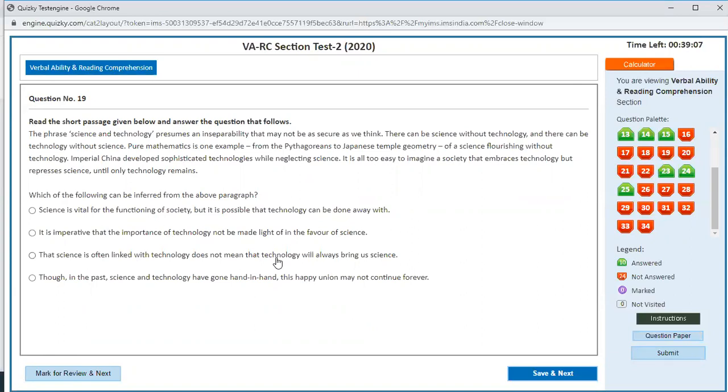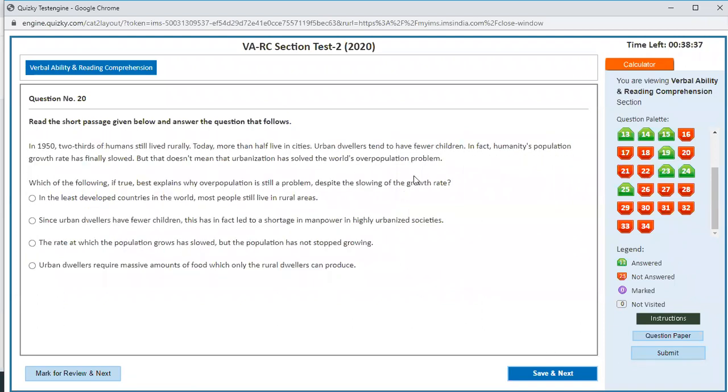Okay, here we go. So I think A and B are out. I'm going to read B and C again. It is imperative that the importance of technology may not be made light of in the favor of science. Okay, that science is often linked with technology does not mean that technology will always bring us science. Okay, C is the answer. It's not about favoring or not favoring science. It's just that the link is not always there. Okay, C. 90% sure. I'm not 100% sure, but I'll go with my gut.